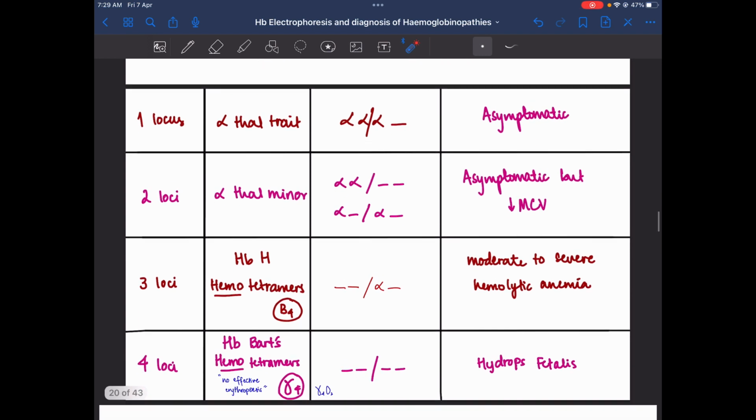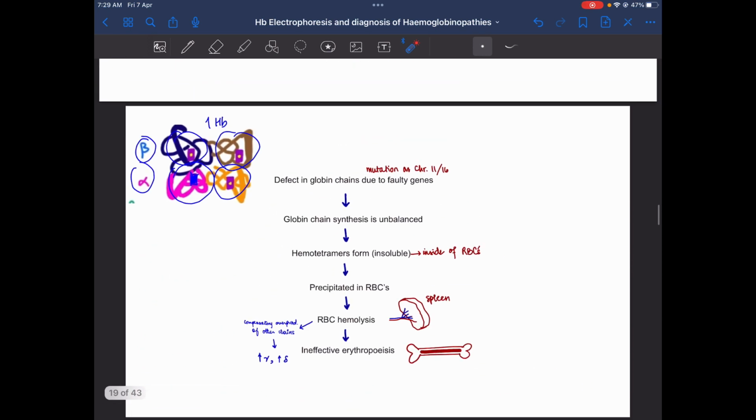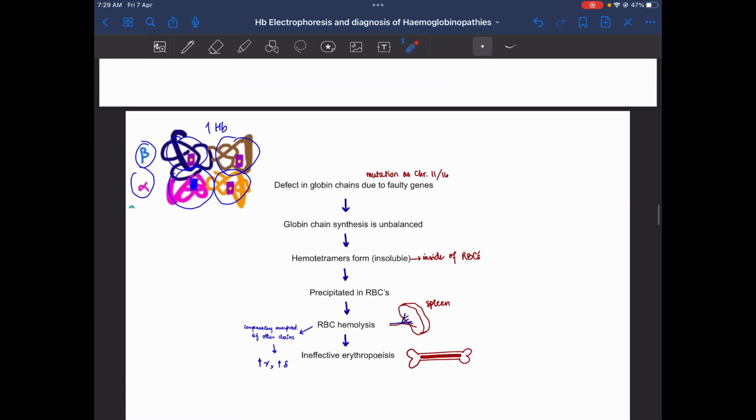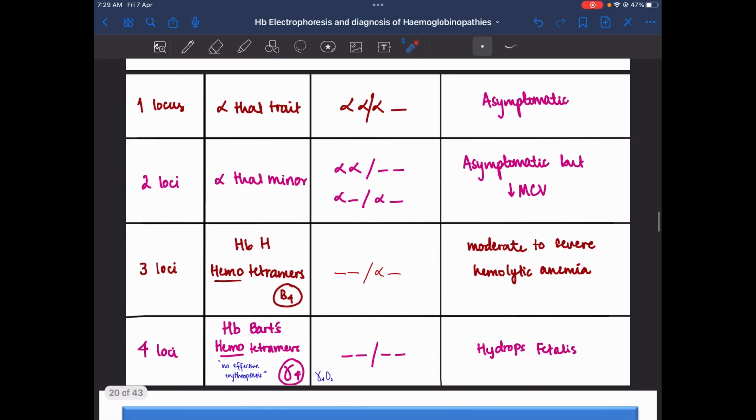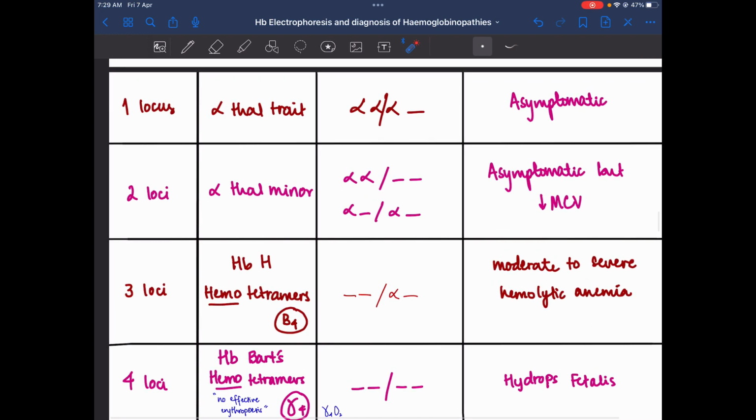And yeah, further elaborating what the hemotetramers, or hemoglobin H, meant: you don't have enough alpha chains, and so the beta chains are just going to start combining with each other, and this is going to give the insoluble hemotetramers. Remember how we talked about that earlier in this picture right here? Because of those insoluble hemotetramers, increased RBC hemolysis will take place, and this is known as hemoglobin H disease.